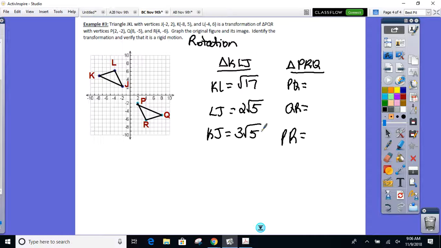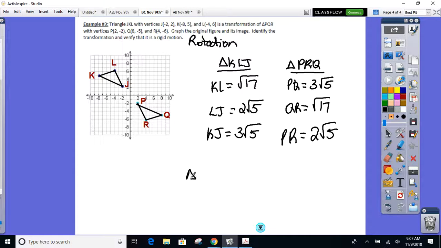PQ, what do you got for me? Three radical 5, yep. How about the QR group? Radical 17. And PR? There we go. Perfect. Everything should match up, which it does.